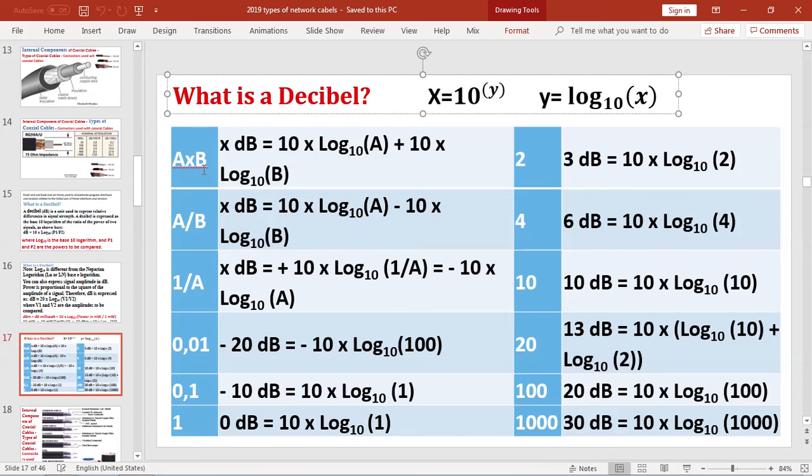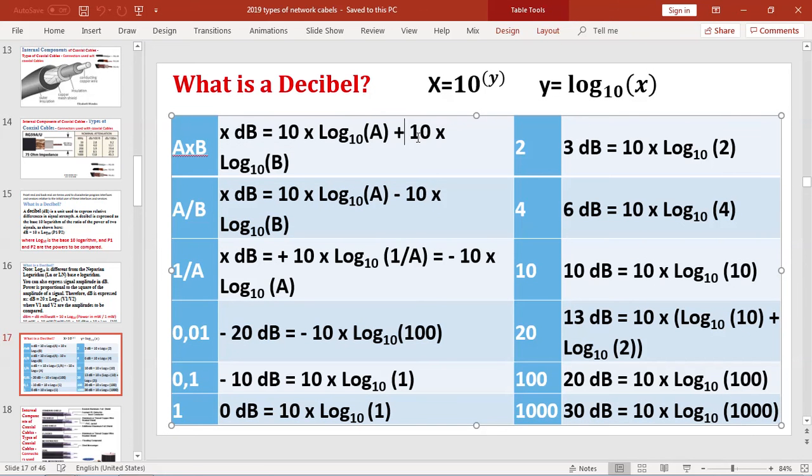So for a times b, the decibel equals 10 logarithm of a to the base 10 plus 10 times logarithm 10 of b. For division, it equals 10 times logarithm 10 of the value a minus 10 times logarithm 10 of the value b. For 1 over a, it's easy, 10 times logarithm of 1 over a equals minus 10 times logarithm of a.